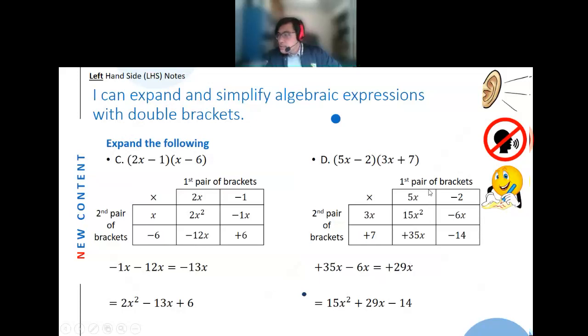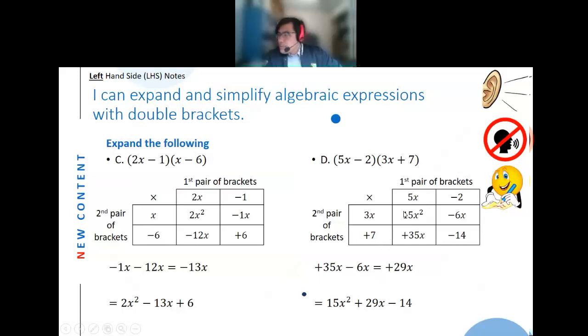Okay. Second example here, we've got 5x minus 2 in the first pair and then 3x plus 7 in the second pair. Multiply everything together. Okay. 3x times 5x. 3 times 5 is 15. X times x is x squared. Then we have 3x times negative 2. 3 times negative 2. Okay, positive and negative is a negative. 3 times 2 is 6. So we have negative 6x.